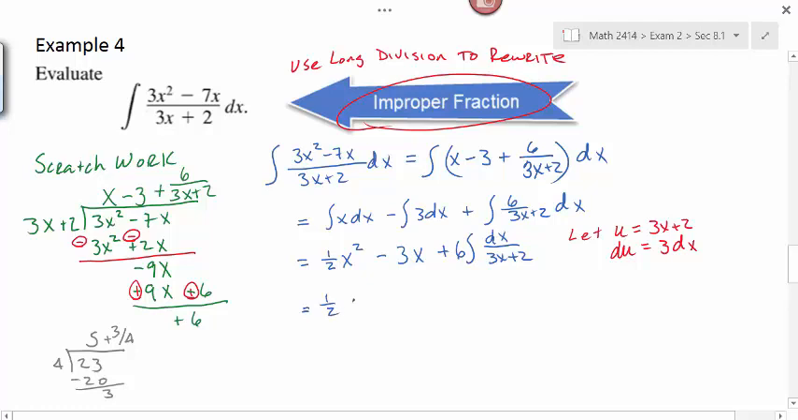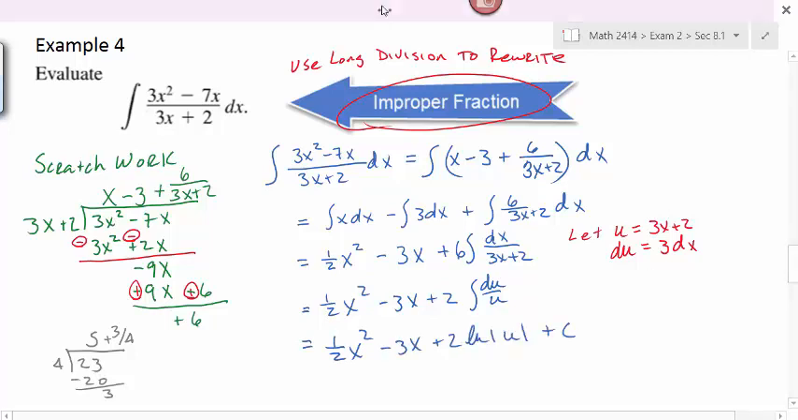This will then be equal to 1/2 x squared minus 3x plus 2, the integral of du over u. And what do you get when you integrate du over u? Natural log. Can I leave my answer like this? Nope. I've got a u in it. All my variables should be x. The final answer then is 1/2 x squared minus 3x plus 2 natural log of 3x plus 2, plus c. Do you have to solve for c? There's no way to solve for c. It's just an arbitrary constant that we add because we had an indefinite integral. There's no bounds on the integral.